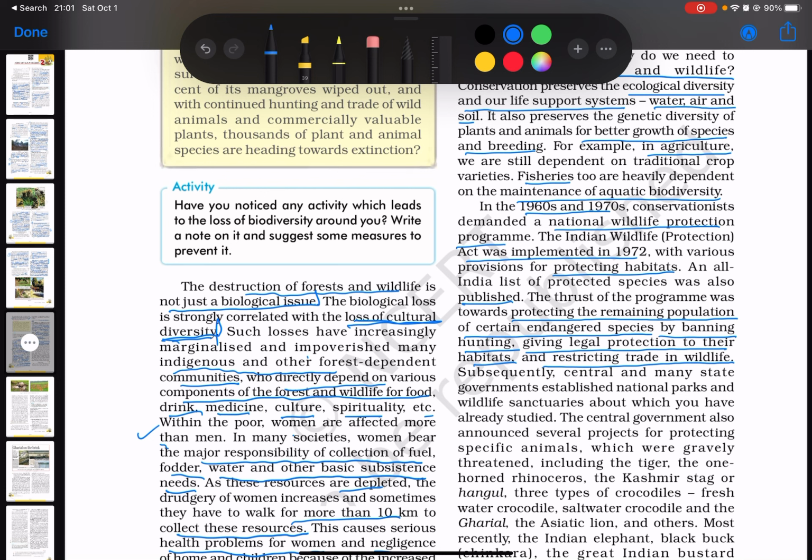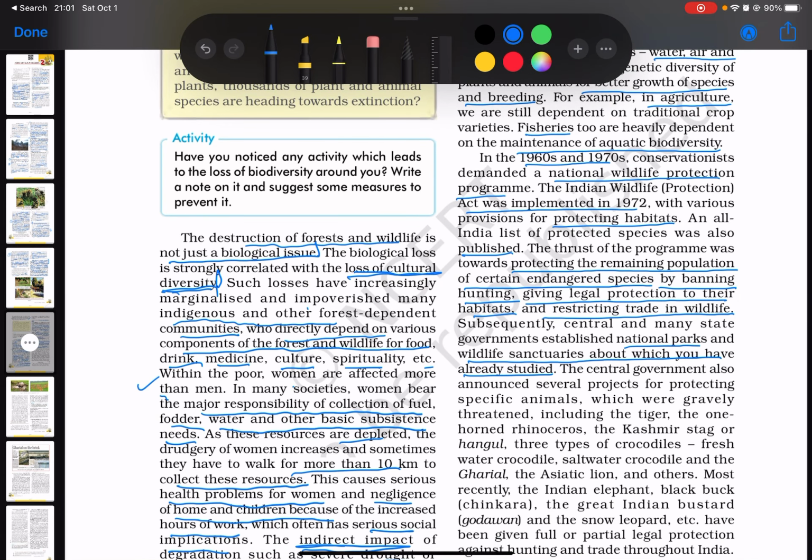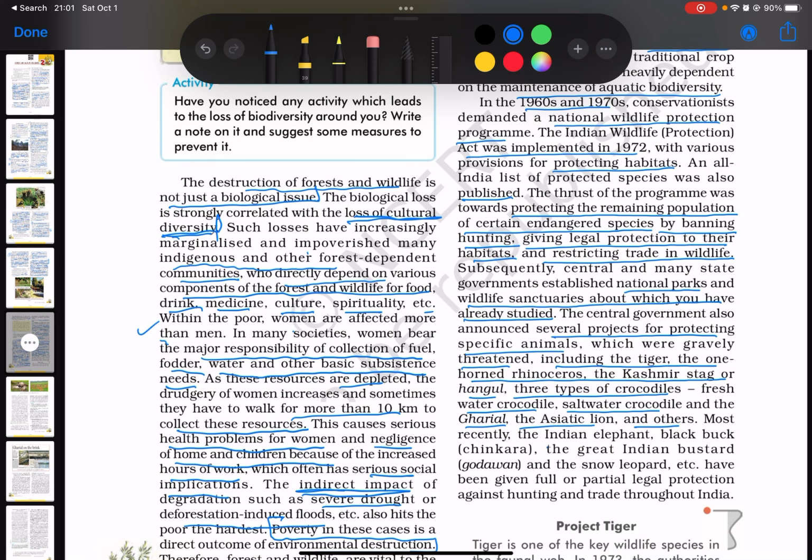Subsequently, central and many state governments established national parks and wildlife sanctuaries, about which you have already studied. The central government also announced several projects for protecting specific animals which were gravely threatened, including the tiger, the one-horned rhinoceros, the Kashmir stag or the hangul, the three types of crocodiles, freshwater crocodile, saltwater crocodile, and the gharial, the Asiatic lion, and others. Most recently, the Indian elephant, black buck, that is Chinkara, the great Indian bustard, that is Godawan, and the snow leopard have been given full or partial legal protection against hunting and trade throughout India.